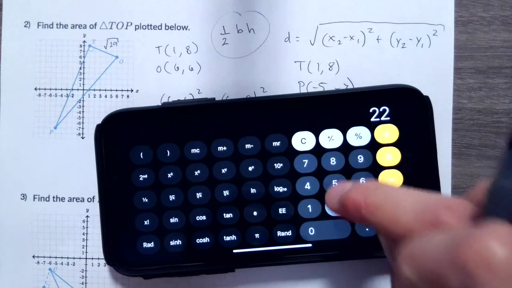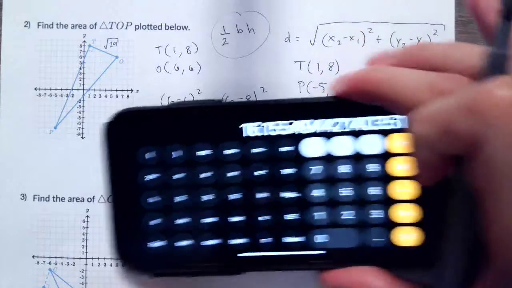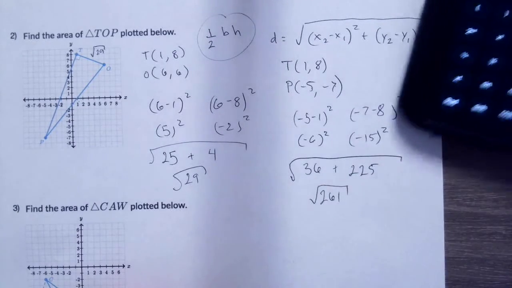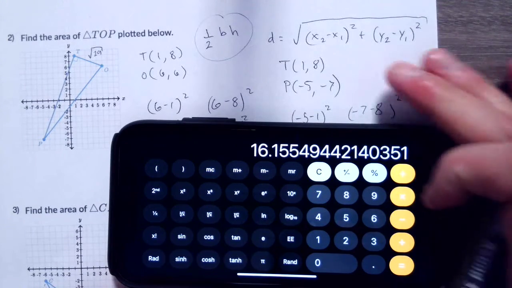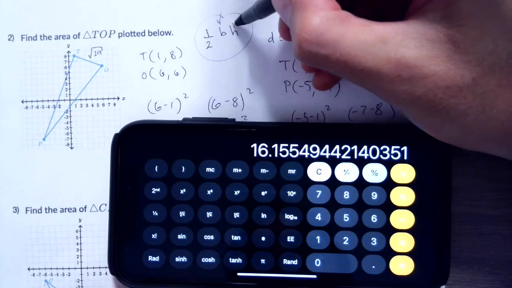I'm going to add that together and then square root all of that, which will be 36 plus 225 equals 261, and then square root. So square root of 261, that is this number. And then I have my base, check, and my height.